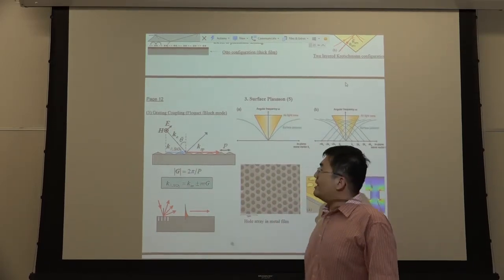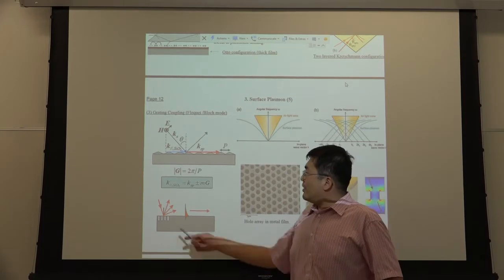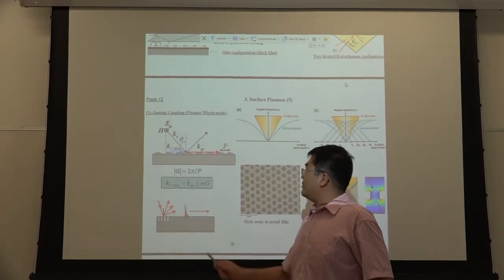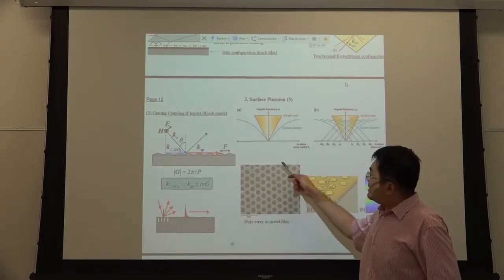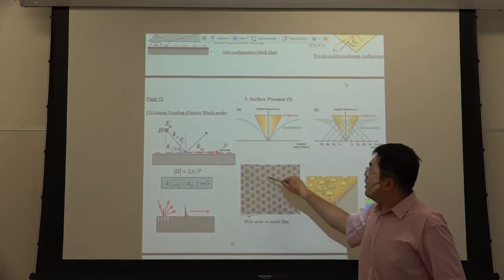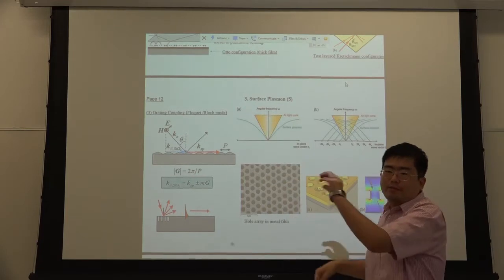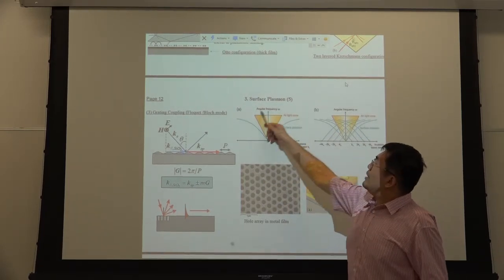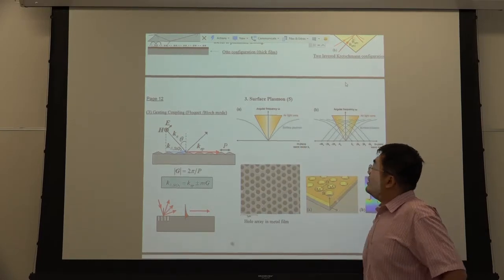So they can excite. You can see this is the way; the mode is excited in the periodic structure and can propagate in the plane. Okay. This is the way to do that. You add the periodic holes and excite because of this. This is an intuitive picture. It's an interesting picture.